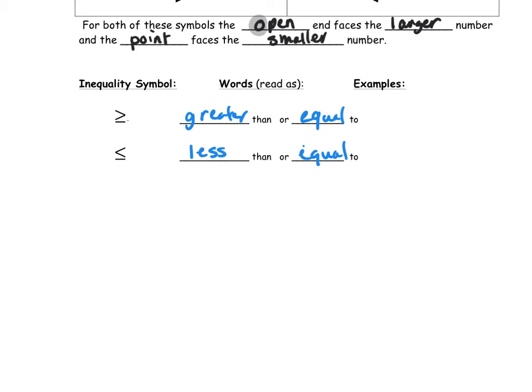All right, there's one other symbol that I didn't put on here, and it would be considered an inequality because it's stating that the two sides do not have the same value, and that would be the not equal to symbol. So let's move on to the second page, please.